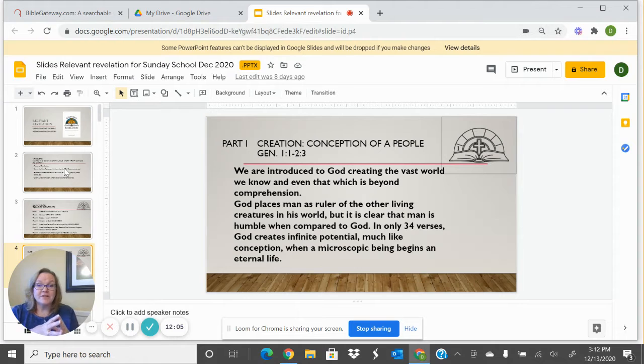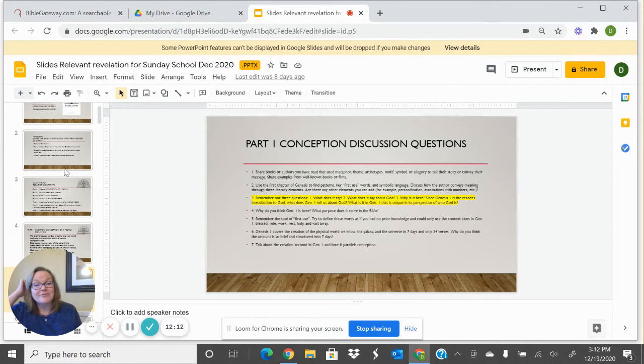You are welcome to pause here and read this, but I'm going to move on. This is a little question, might be hard for you to read, so I'm happy to read it out loud. I have discussion questions for every chapter, so I'm just highlighting the one that I wanted to talk about today. Remember these 3 questions when you read.